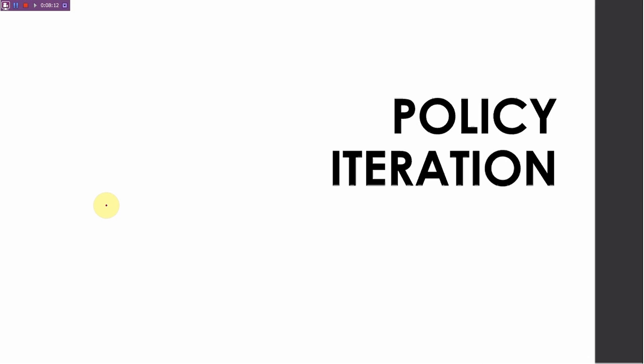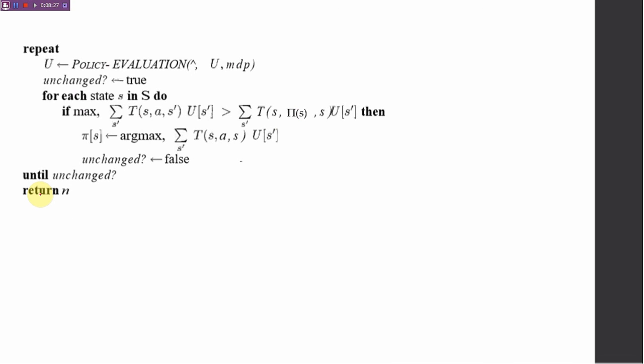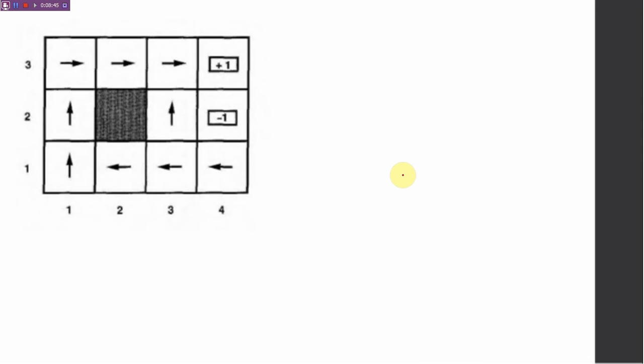Policy iteration. We use policy evaluation, where one can evaluate how well a certain policy does by computing the value function induced by that policy. In this pseudocode, assuming we have a policy pi, we will take that action for the state and calculate the utility of the next states with that policy. We'll just continue that if the utility does not seem to change. That's how we do policy iteration.